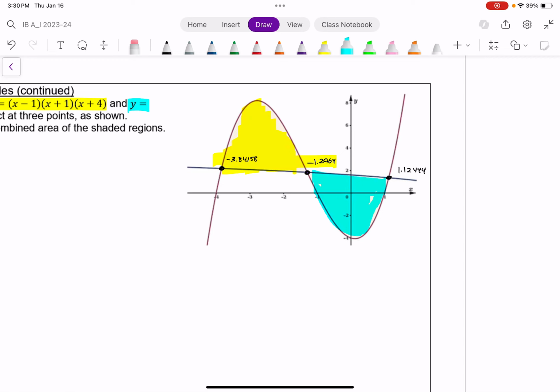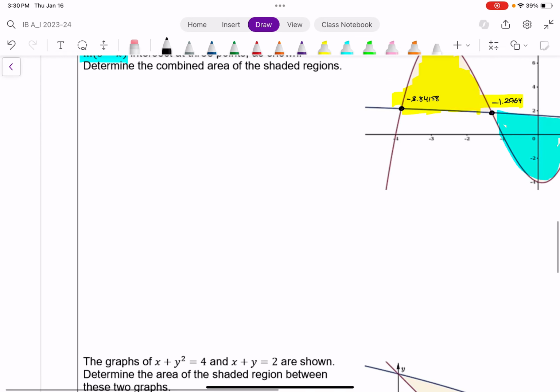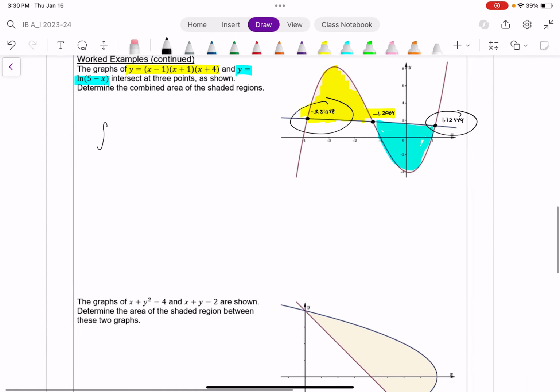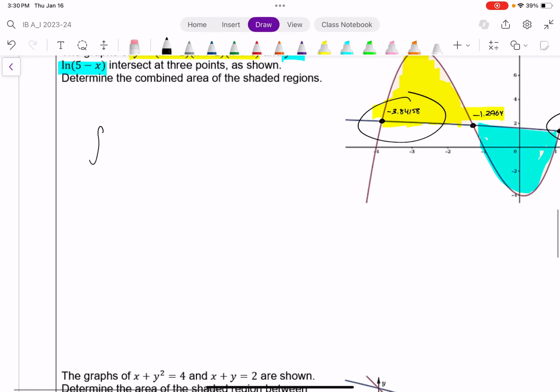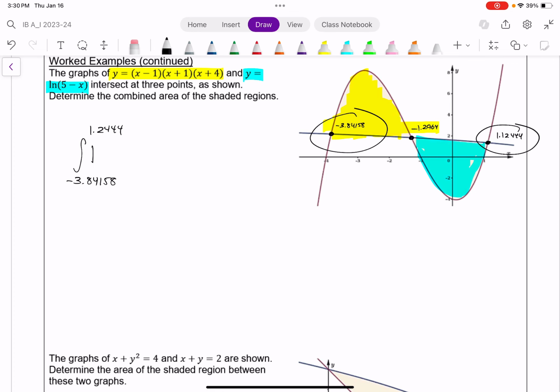However, a faster way is I can find this whole area by just finding the integral of the absolute value of this difference. And so let me show you what I mean. I can find the integral from just the very beginning point to the very ending point. Like I mentioned before, I don't really need that first point. And so I'm going to go from negative 3.84158 up to 1.2444. But of the absolute value of one function, take away the other.